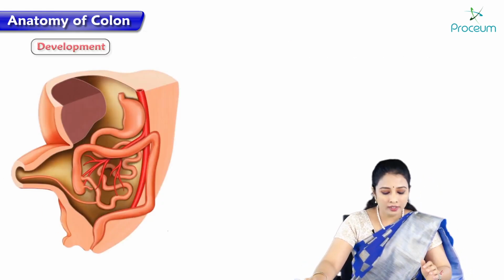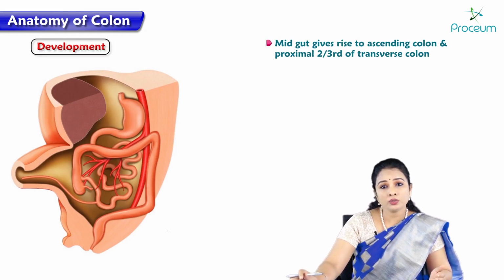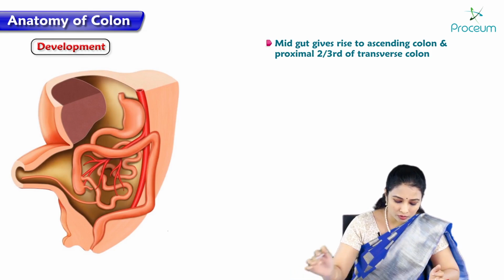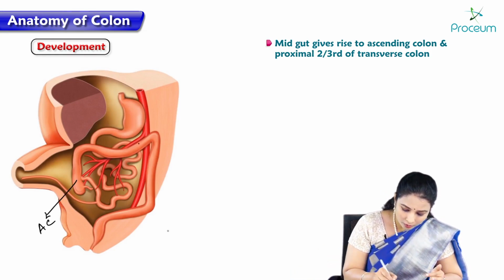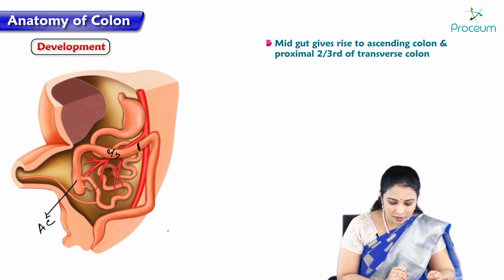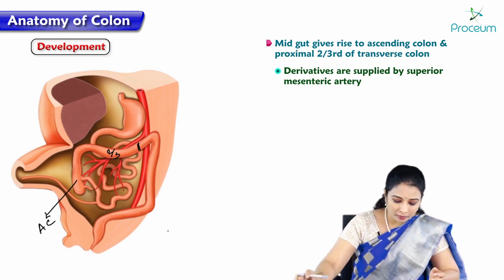So if we look at the development of the colon, the midgut gives rise to the ascending colon and proximal 2/3 of the transverse colon. So the ascending colon and proximal 2/3 of the transverse colon are derived from the midgut, and the derivatives of the midgut are supplied by the superior mesenteric artery.